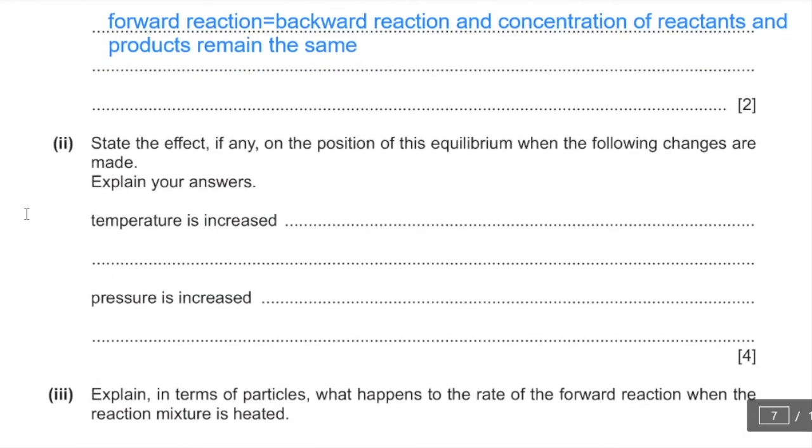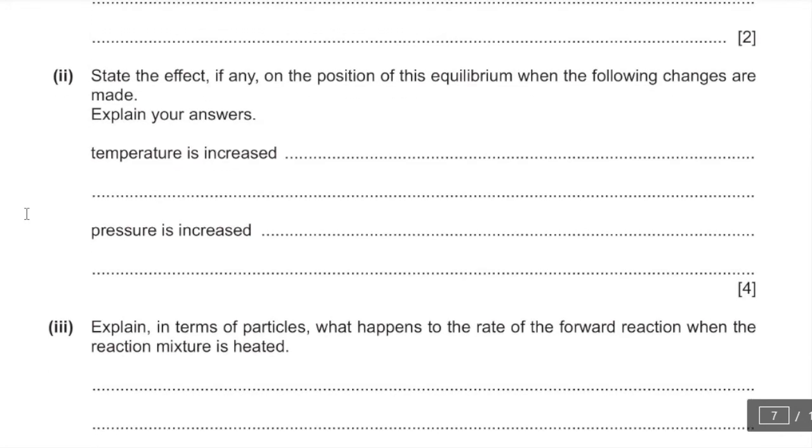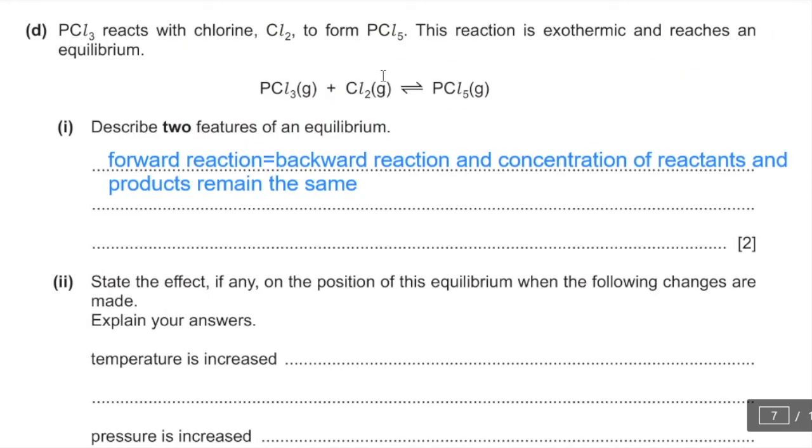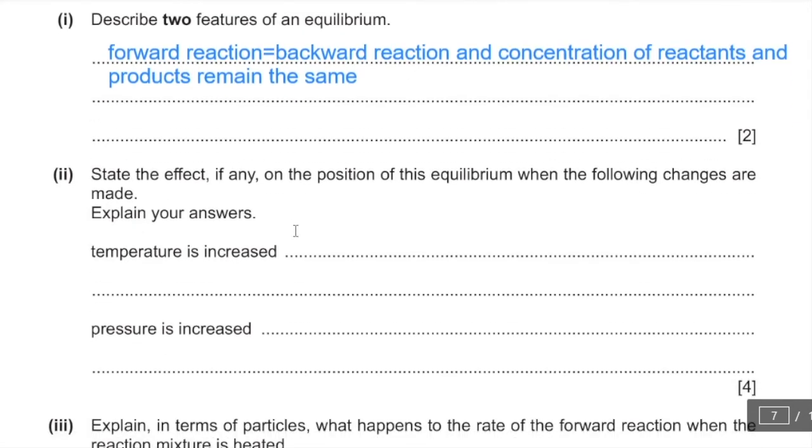2. State the effect, if any, on the position of this equilibrium when the following changes are made. Explain your answer. When temperature is increased. If the forward reaction is exothermic, that means the backward reaction is endothermic. So if the temperature increases, the backward reaction is favored and the equilibrium shifts to the left.